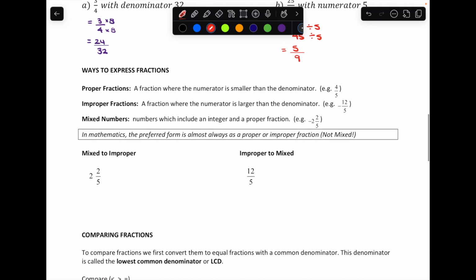And so here we see that we have a mixed fraction. We have 2 and 2 over 5. And so the first step here is to take that integer value that's in the front and multiply that by the denominator. So the first step here is to multiply the integer value with the denominator.